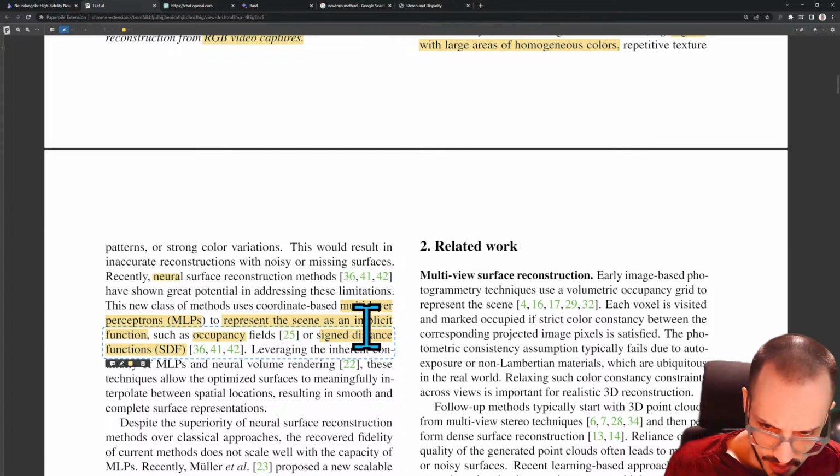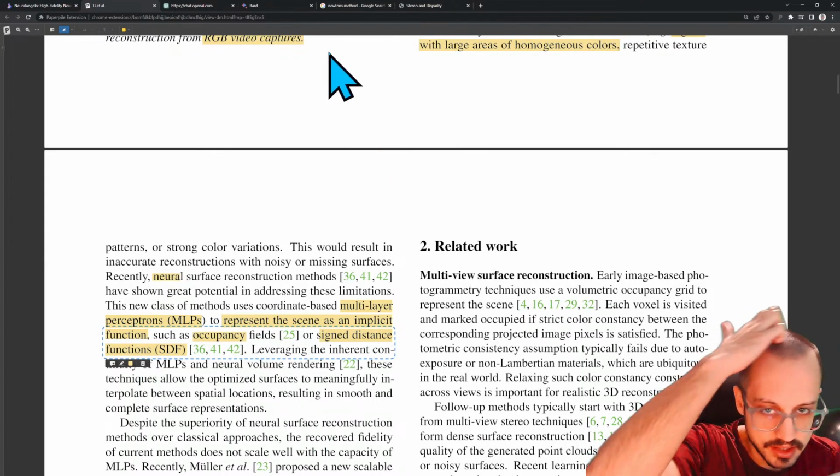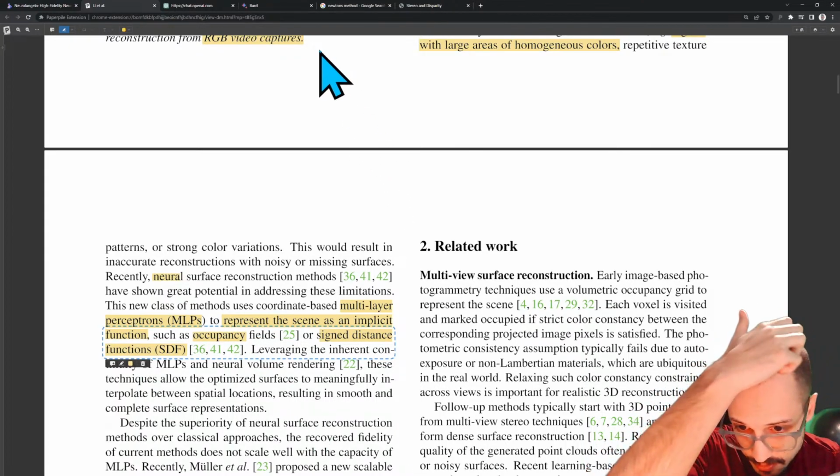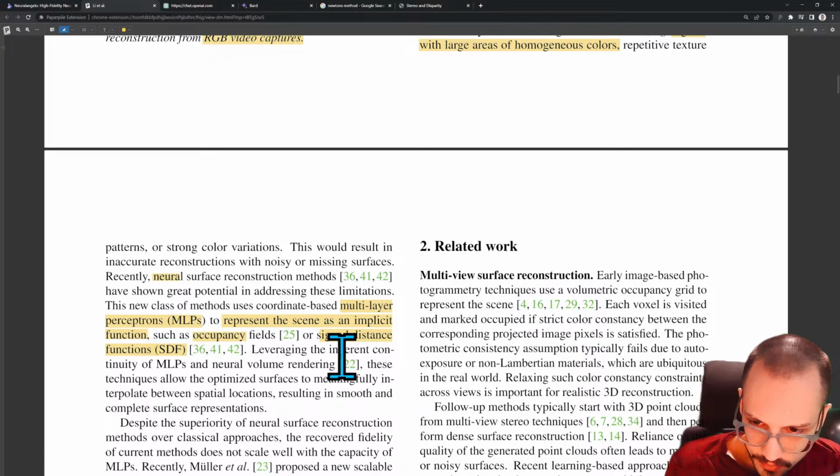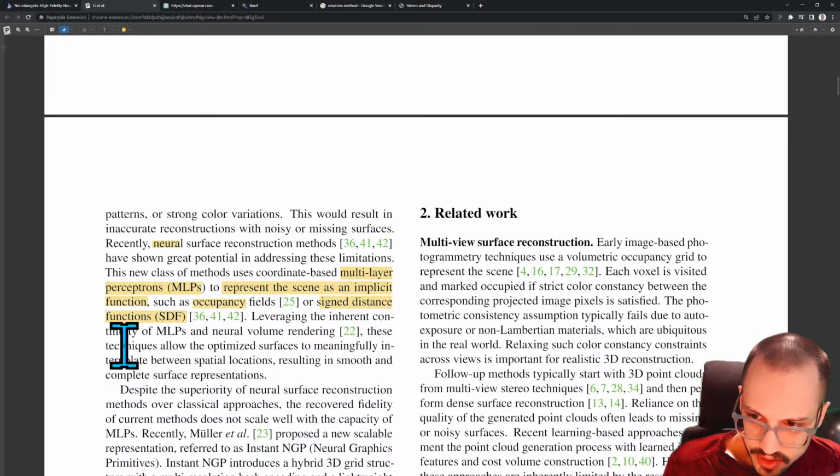This is separate from NeRFs, but they've become very popular as well. We've read a couple papers on this channel where they use SDFs in order to get these meshes and surfaces. Leveraging the inherent continuity of MLPs and neural volume rendering, these techniques allow the optimized surfaces to meaningfully interpolate between spatial locations, resulting in smooth and complete surface representations.